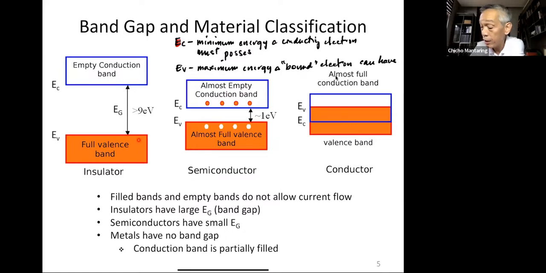In an insulator, because this is very high, this band is always full. There are no empty energy levels here. In a semiconductor, this will almost be full, but there's a certain amount of electrons that will be promoted to the conduction band because of thermal energy. Any questions so far?